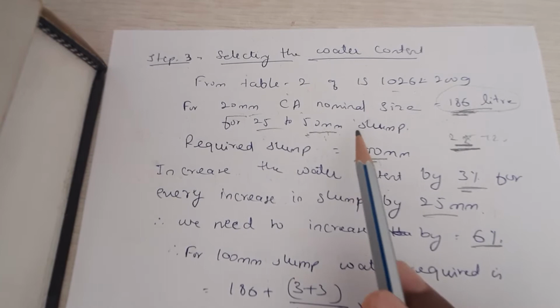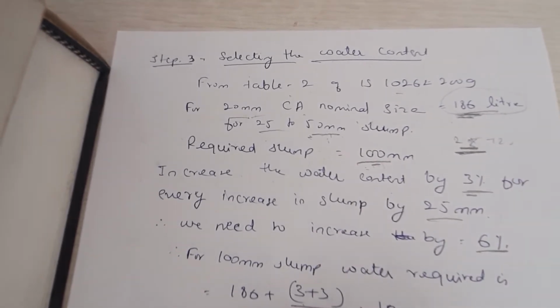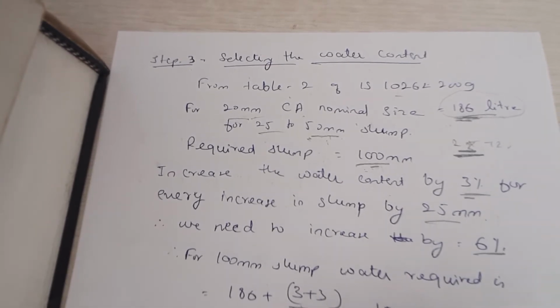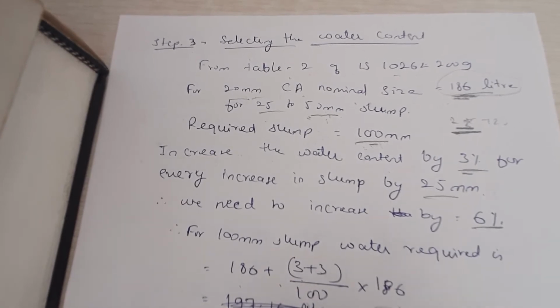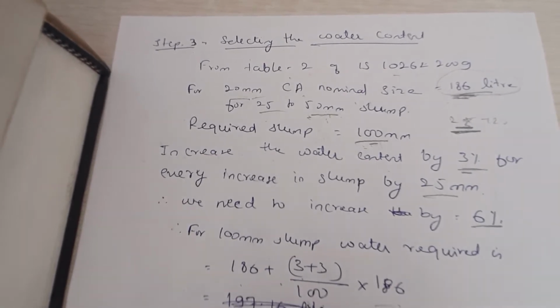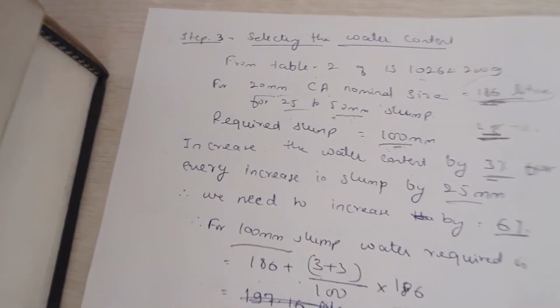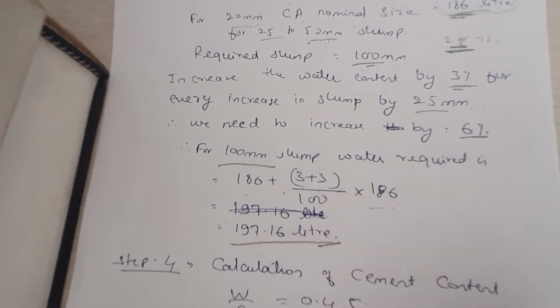So in that case, 2 times means 186 plus (3 plus 3) divided by 100, that is 6% by 100, into 186. It gives me the total amount of water required for getting the 100 mm slump for the M20 grade of concrete. So this becomes my water content.